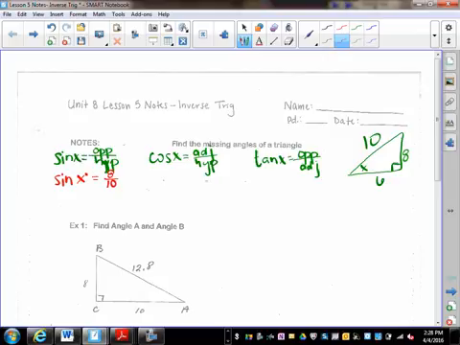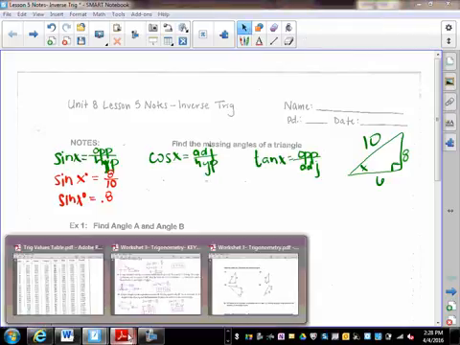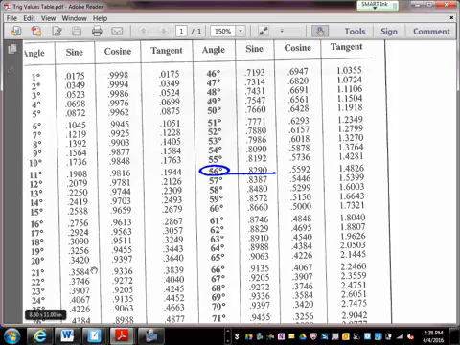Mm-hmm. Okay. Alright. So again, if we were to go ahead and divide this, what's 8 divided by 10? 0.8. Look on our chart. We're dealing with sine. Where's sine closest to 0.8? Is it 54 or 53? 53. It's 53!